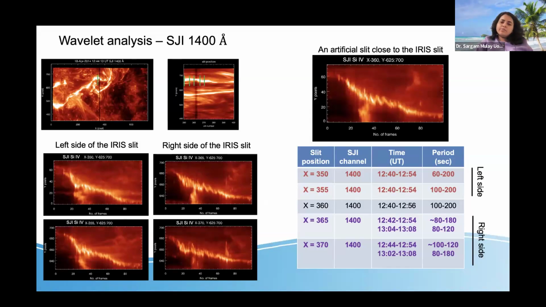Similar to the spectral images, we have done the analysis for the slit jaw positions as well, and we have obtained the periods. On the left side of the IRIS slit, we have seen the period was between 100 and 200 seconds, and as you go away from the slit position, the period was around 60 to 200. On the right hand side, we have seen two different periods during the impulsive phase and during the decay phase as well. That was between 80 and 180 seconds at two different locations.